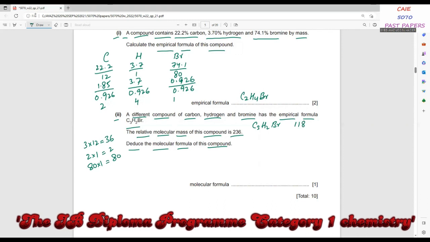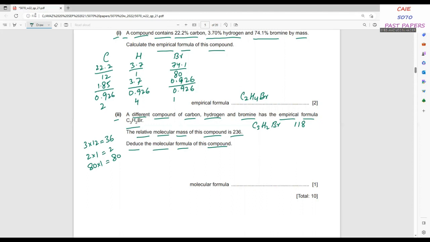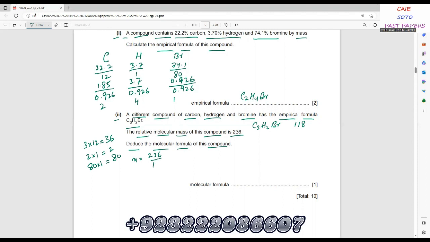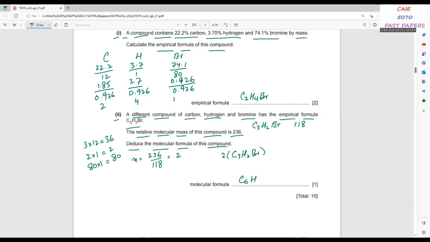Now we will divide the 236 by 118 to get the value of n. n is equal to 236 divided by 118. 236 divided by 118, you will get 2. So we'll multiply 2 by each number of atoms in this formula. 2 multiplied by C3H2Br. So the final molecular formula would be C6H4Br2.